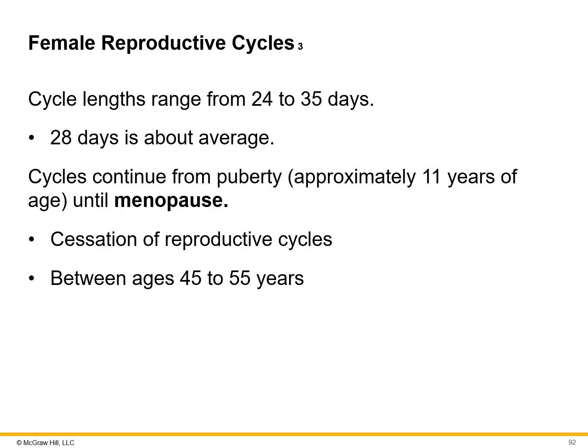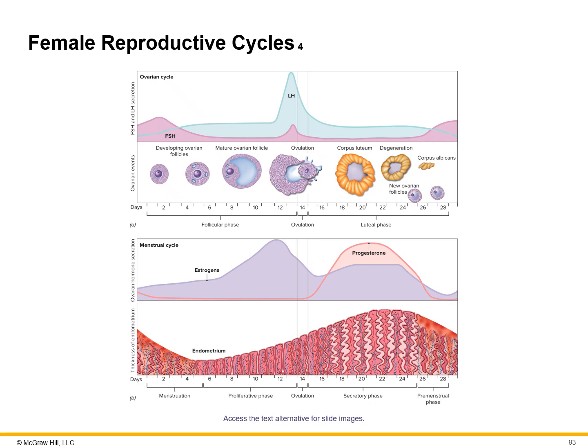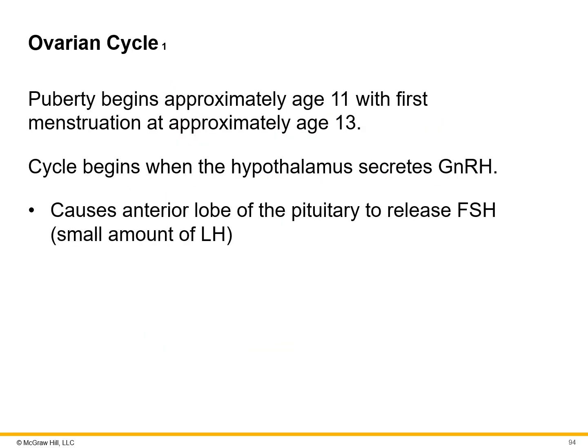Okay. Menopause is literally the cessation of having your menstrual cycles, meaning they stop. And that normally happens between the ages of 45 to 55. Okay. This is just a visual of a female reproductive cycle. Okay. Your ovarian cycles, this begins at puberty, again, approximately age 11, with your first menstruation. Puberty starts at 11. Menstruation, like I said, it kind of depends, but the menstruation for textbook purposes is approximately age 13. Okay.